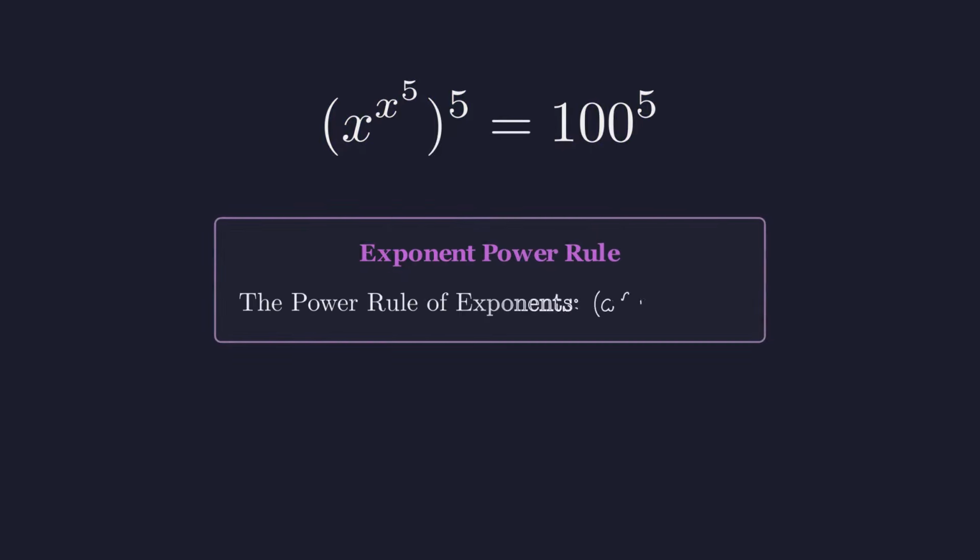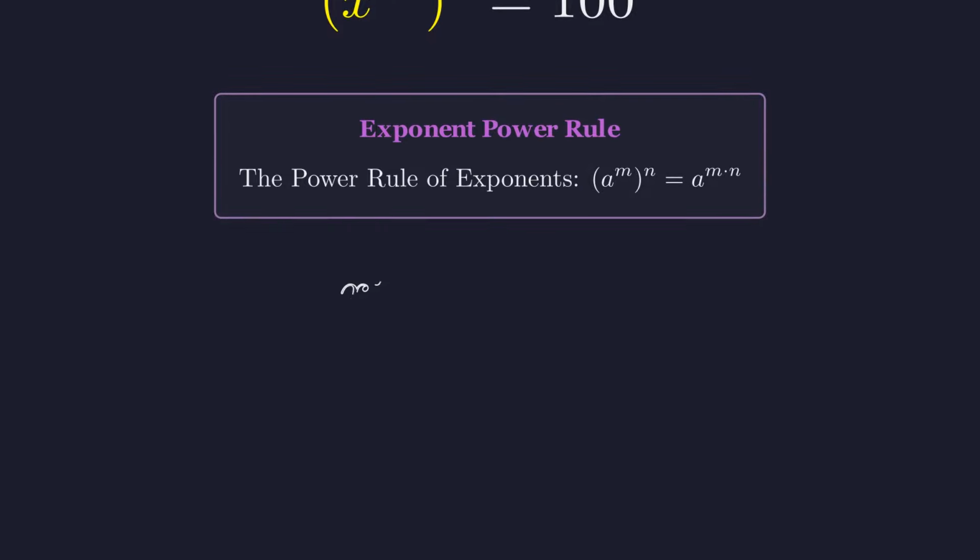Now, to simplify that left side, we can use the power rule for exponents. It says that a power raised to another power is the same as the base raised to the product of those two exponents. Applying that rule here means we'll multiply the exponent x to the fifth by 5. That gives us x raised to the power of x to the fifth times 5. And because multiplication is commutative, we can swap the order of those terms in the exponent. This little rearrangement is the key step. So we can rewrite this as x to the power of 5 times x to the fifth.